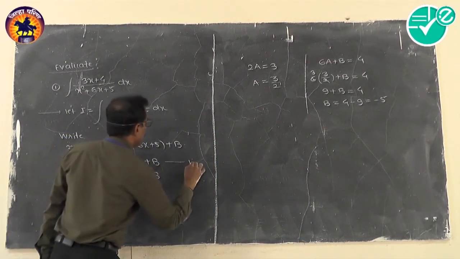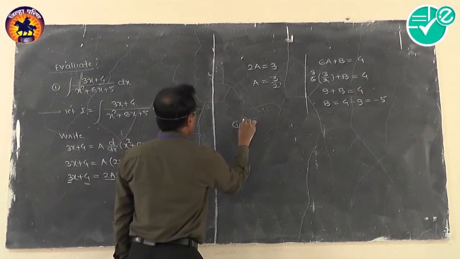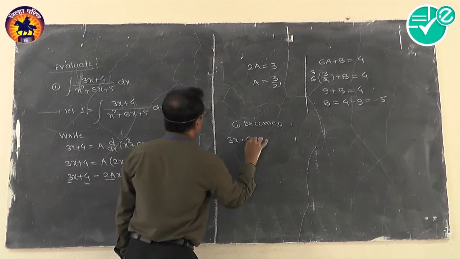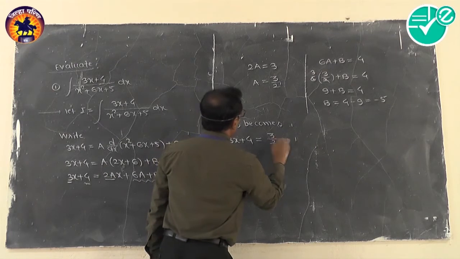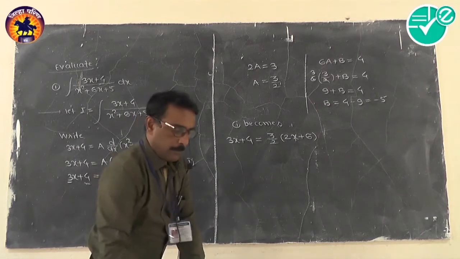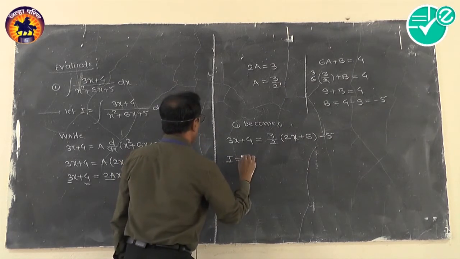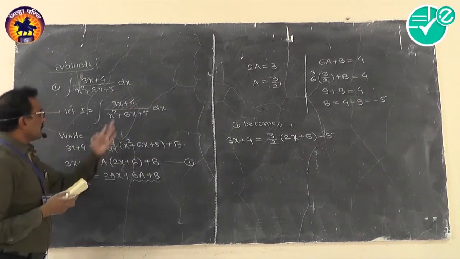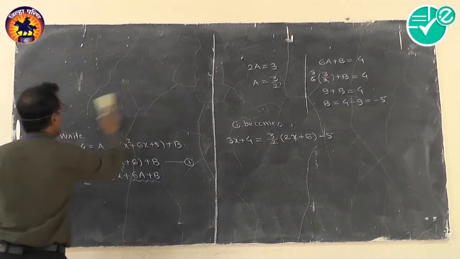If I say this is equation number 1, then equation 1 becomes 3x + 4 = 3/2 (2x + 6) − 5, where A is replaced by 3/2 and B is −5. So I will write this capital I again. Now in this capital I, don't write 3x + 4; it is replaced by 3/2 × (2x + 6) − 5. So write that capital I again here.